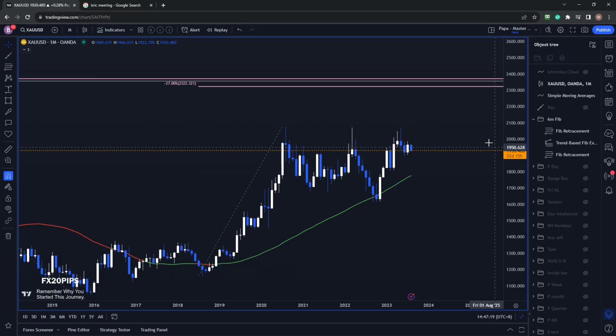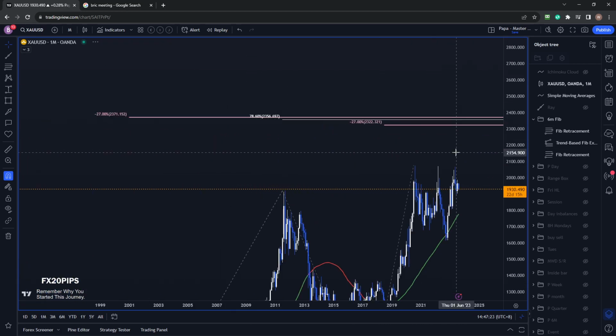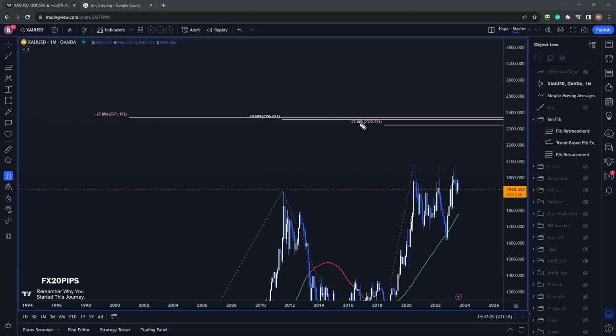All right, monthly. So this is the resistance level. Basically it's 2322, 2356, 2371. So you are quite safe to aim for a target of 2300. Okay, anything more is like just pushing it. Can it go above to 2400? Yes, it can, but first of all, it has to break this level.